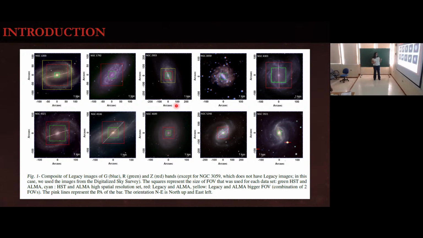Another thing is that in those images you are seeing these lines. They are the position angle of the bar of each galaxy. And you can see that we only have two non-barred galaxies in the sample, unfortunately, because we don't have enough data.